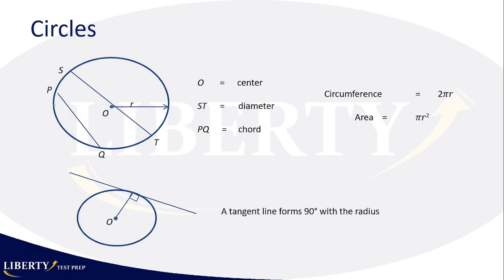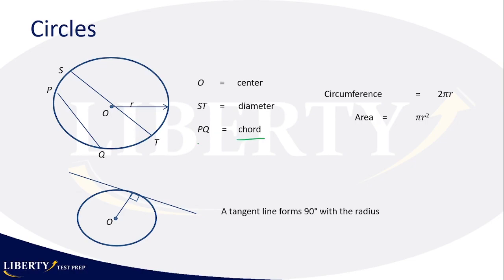The diameter is basically a line that cuts the circle, that goes from two opposite sides of a circle, going through the midpoint, through the center. Okay, that's the diameter. Diameter is equal to 2 radius, right? 2 radius. Okay, so ST in this case would be a diameter.